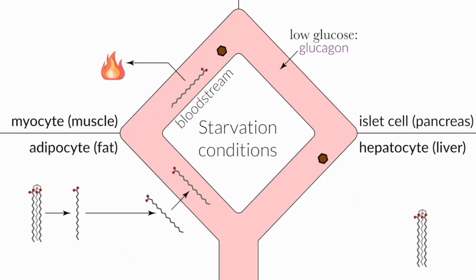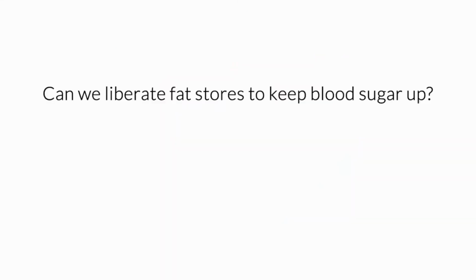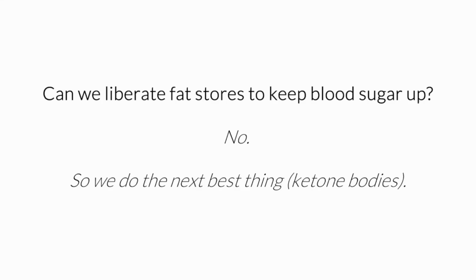Okay, so what we're saying there is we are dumping out glucose by gluconeogenesis. What about fat stores, right? Could we use our fat stores to help keep our blood sugar up? And that would be awesome, right? Because we've got a lot of energy in fats. Why not just use that to make glucose? But the problem is we literally can't do that. And we do the next best thing as a response, and that is make these things called ketone bodies.